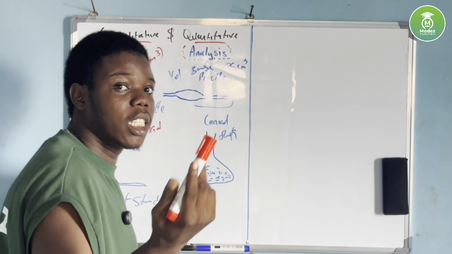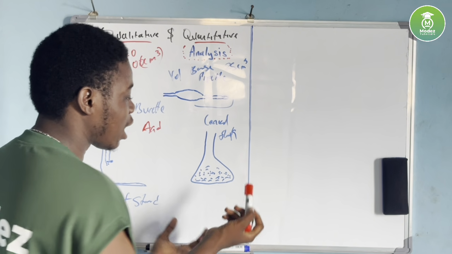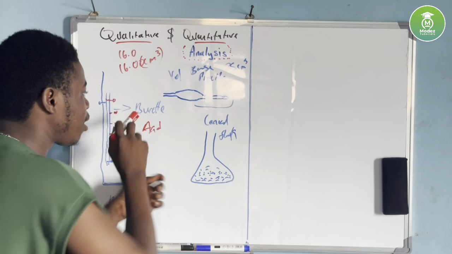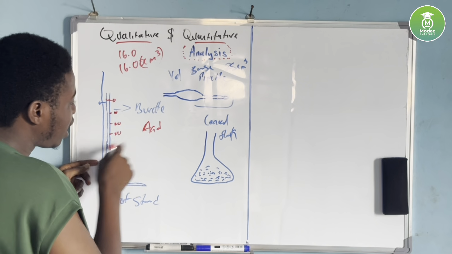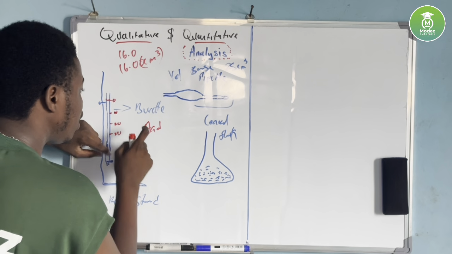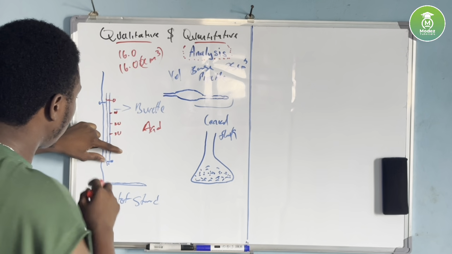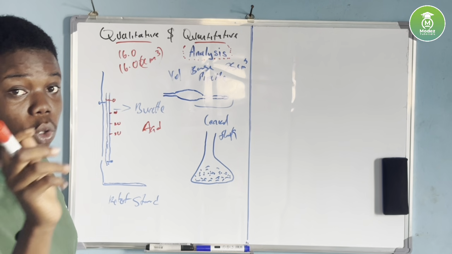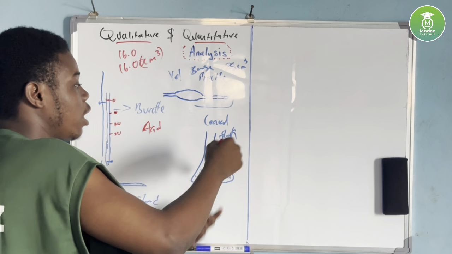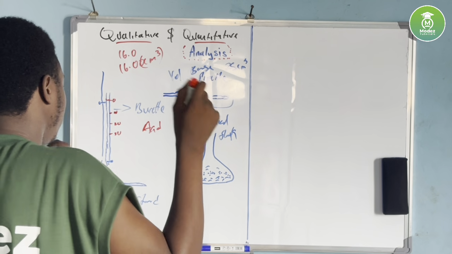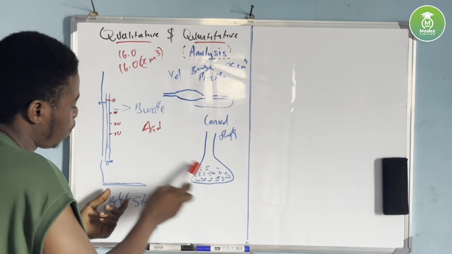Now let's say the indicator in this case is phenolphthalein. Before you start releasing the acid in these burettes into the base in the conical flask, you need to make sure that the indicator is already inside here. Then you mix it together very, very well. Then what do you do next?